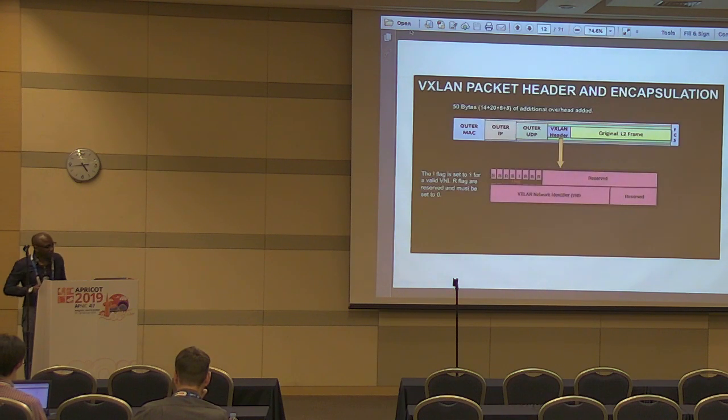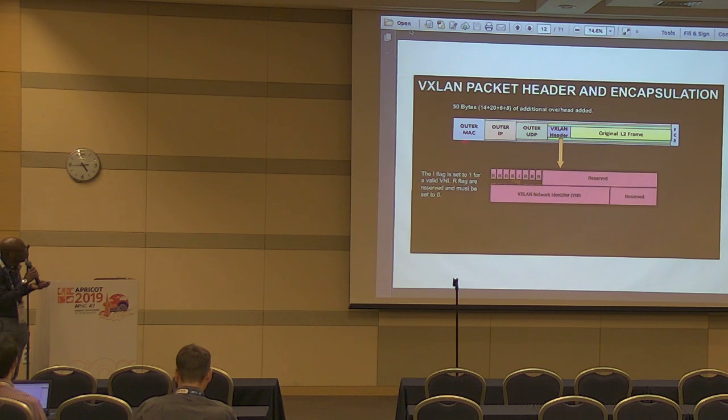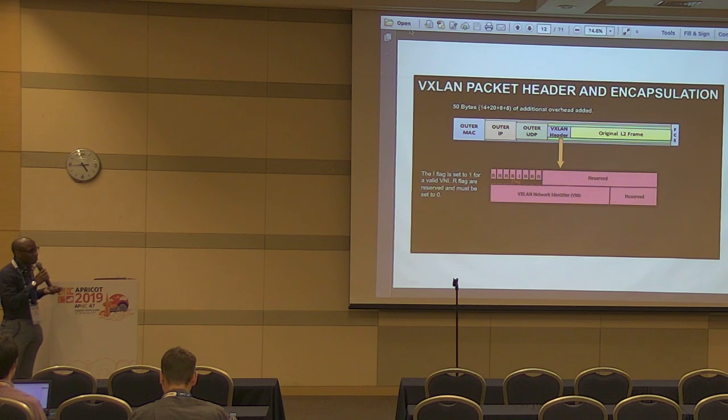From a packet encapsulation perspective, this is what a VXLAN packet encapsulation looks like. You've got your outer MAC, which is 14 bytes. You've got your outer IP, which is 20 bytes. You've got your UDP header, which is 8 bytes. And you've got your VXLAN header, which is another 8 bytes. So overall, you have an overhead of a minimum of 50 bytes added to the original payload.